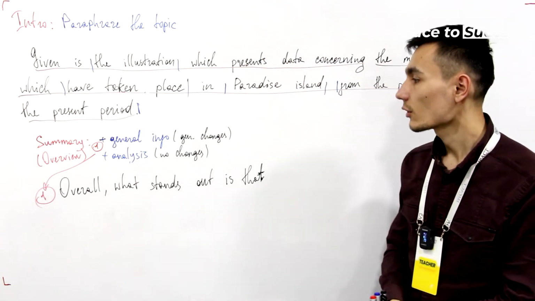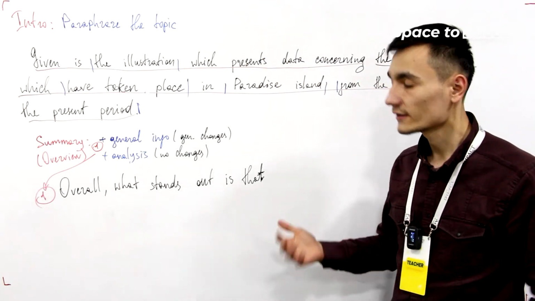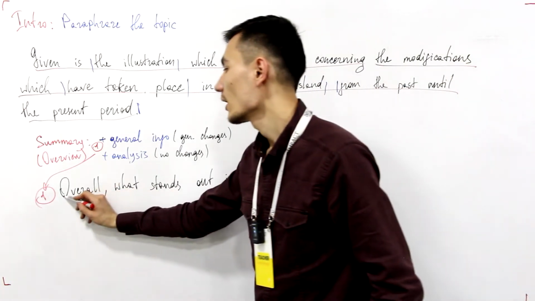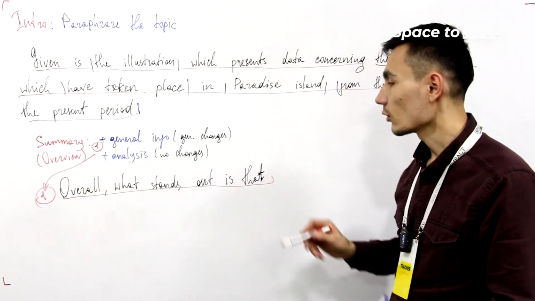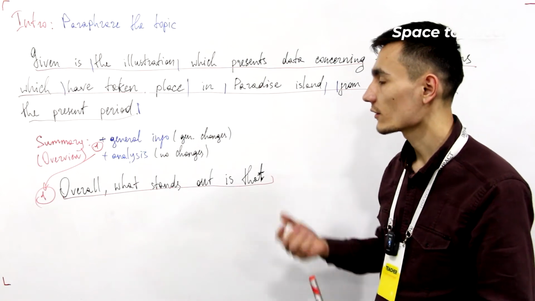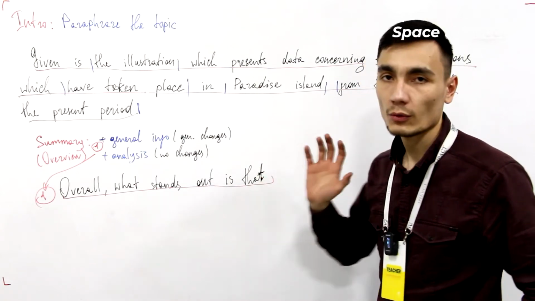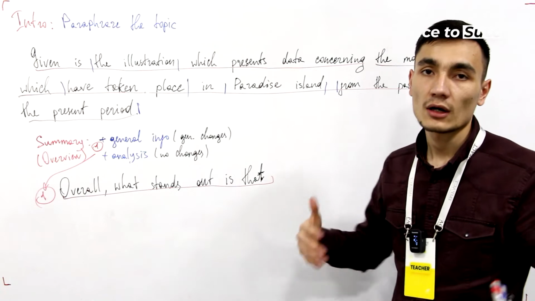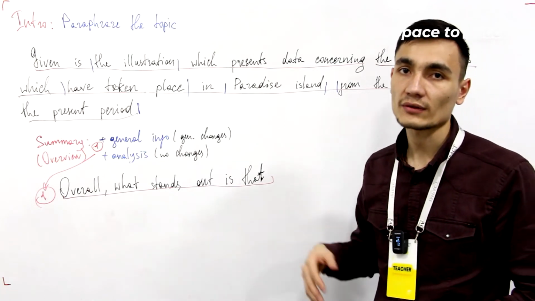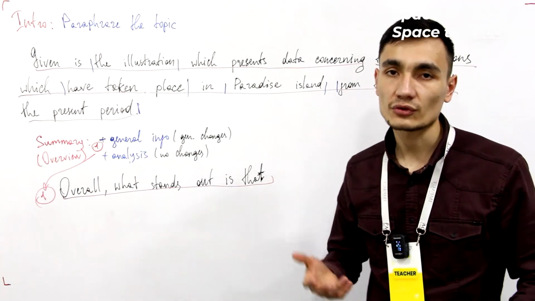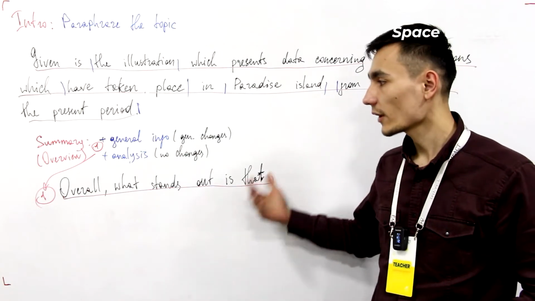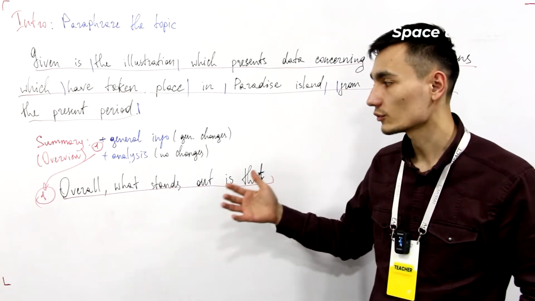And as you see, I wrote "overall, what stands out is that." So this is our basic structure for all sentences for the first sentence of general information in summary. We just always start with this structure, and I outlined the reasons in previous lessons. If you haven't watched that video, you have to go back and watch it to find out why we have to always use this structure.